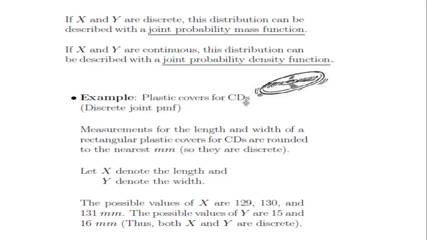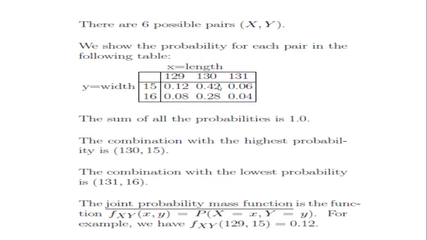We can have a joint PMF or a PDF, depending on whether both random variables are discrete or continuous. So we can have both. For example, when you're talking about plastic cover for CDs, we can have a variable for the length and another for the width. So the distribution can be something like this. There are 6 possible pairs. So length can be this, and the PDF is defined in this way. The combination with the highest probability is this, with the lowest probability is this, and the joint mass function can be represented in this way. So it's pretty simple right now.